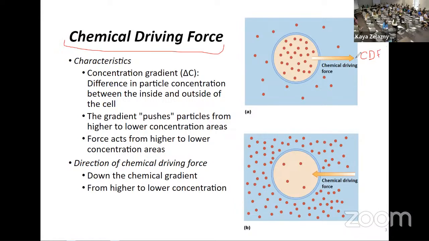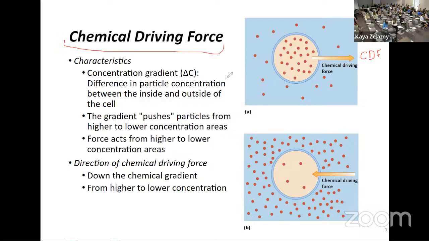So chemical driving force, CDF. You can think of it as this crowd packed together, pushing out. We're just looking at these molecules spreading out until they're evenly spread across, in which case they would be at equilibrium across the membrane. Okay. So the force is from high to low. We will refer to this as down the chemical gradient.